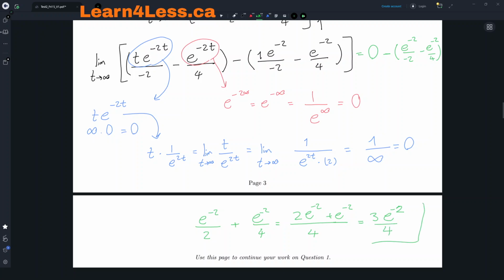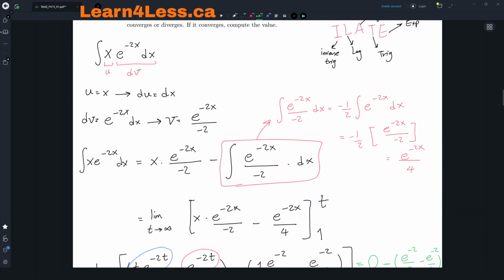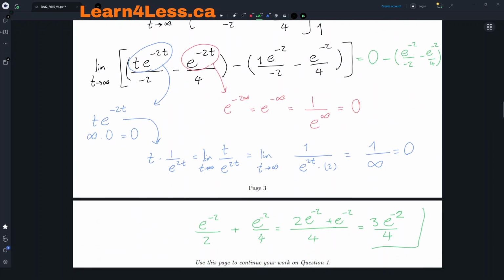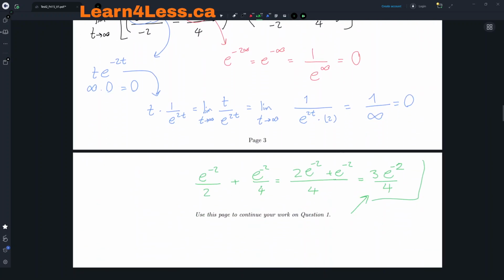This would be the final answer, and because we got a specific number, it is converging. So it's not diverging, it converges, and if it converges, compute the value, which we found. The value is this. If we got infinity, negative infinity, or DNE, where we couldn't say what it is, it means it is diverging.